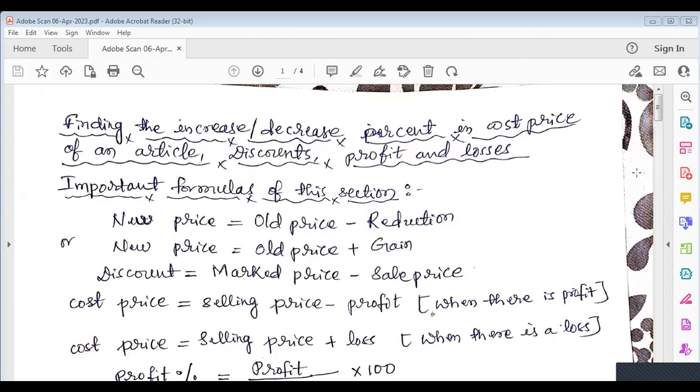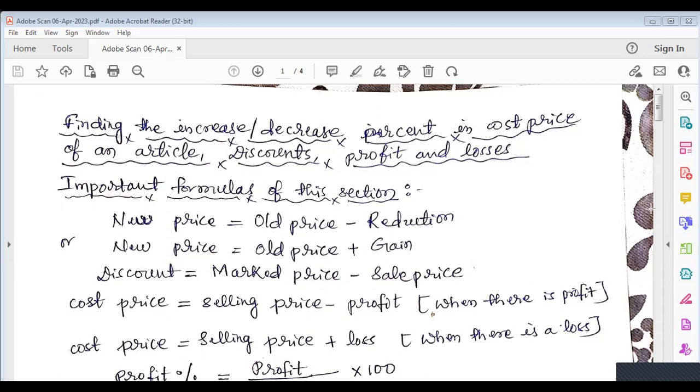So, in this chapter, we are also learning how to find the increase or decrease percent in cost price of an article and discounts, how the discounts are given, and how the profit and losses are calculated. All these things we are going to learn here.